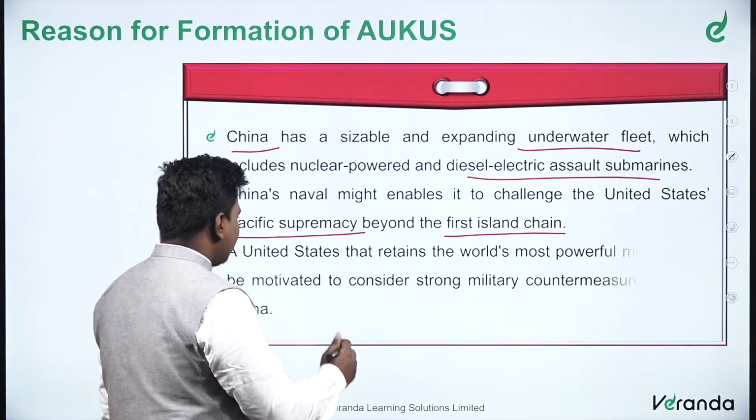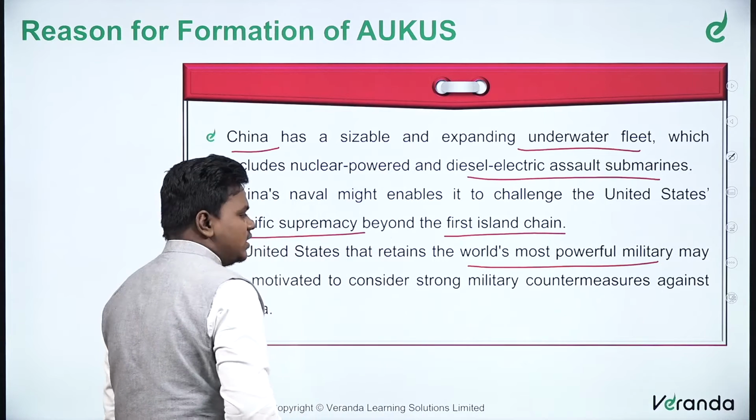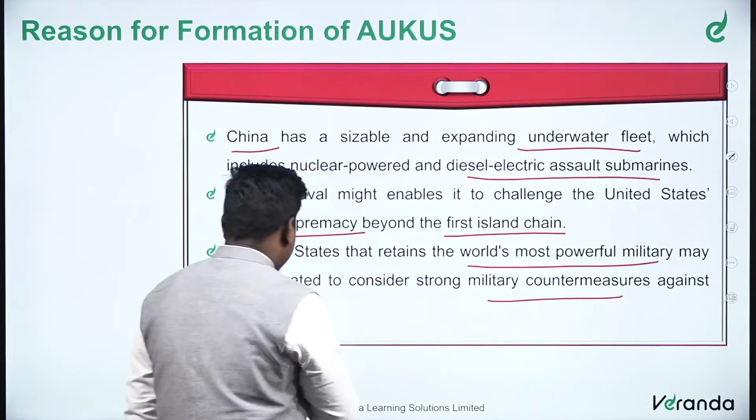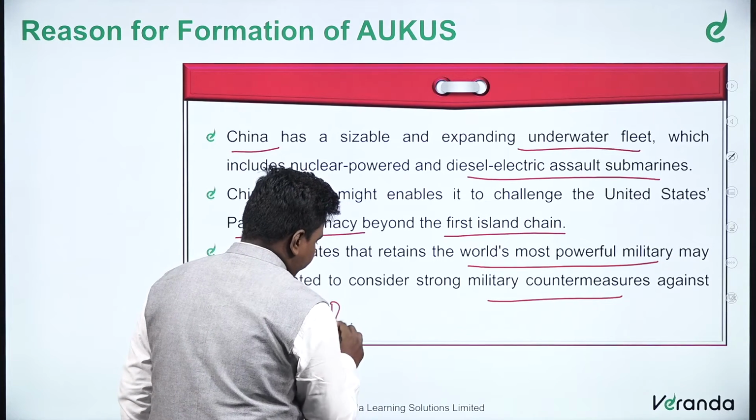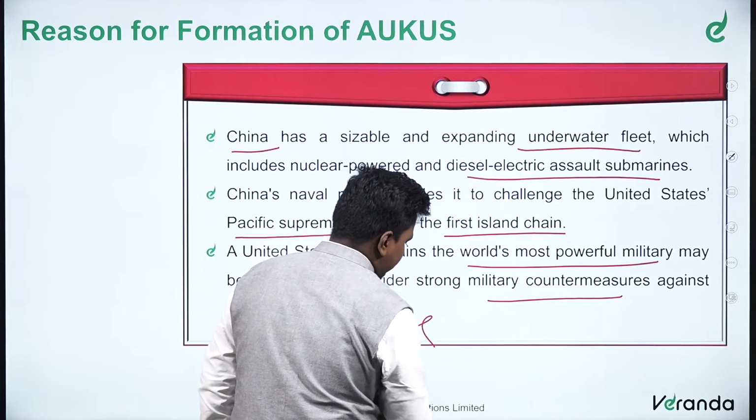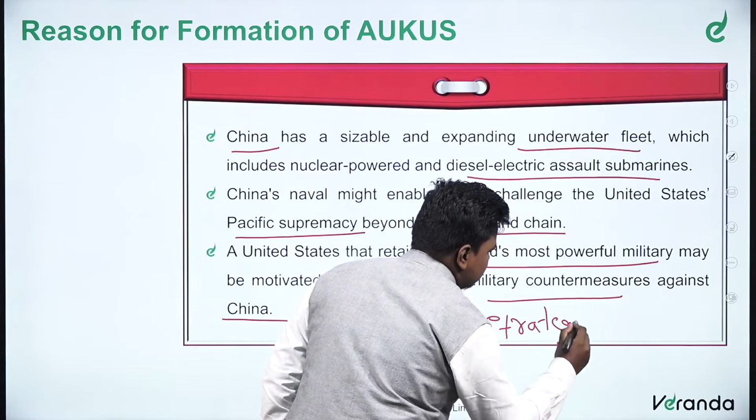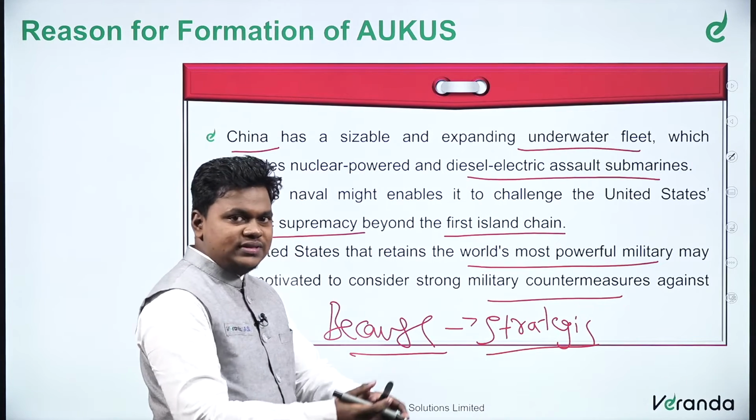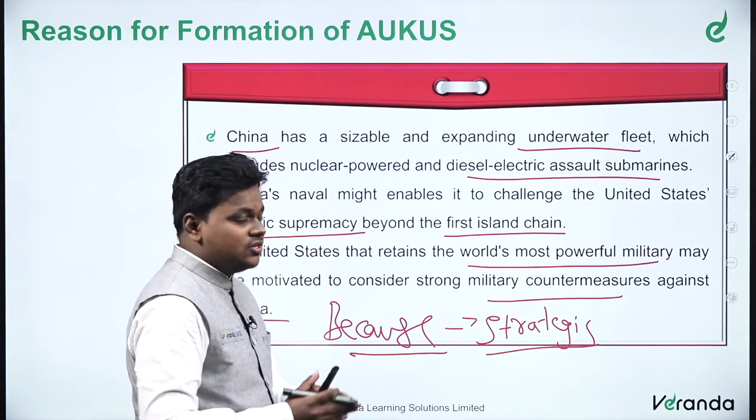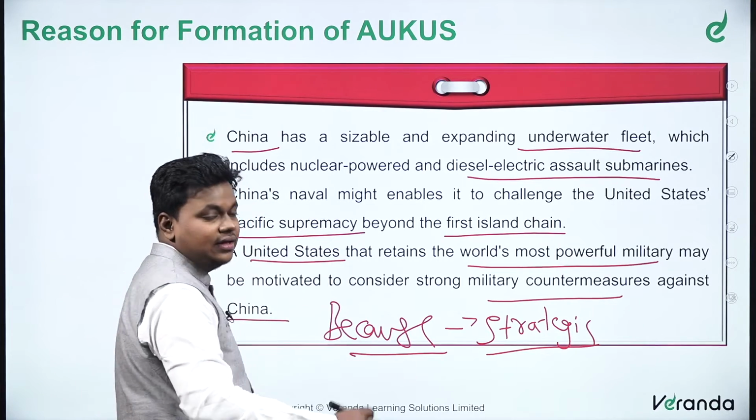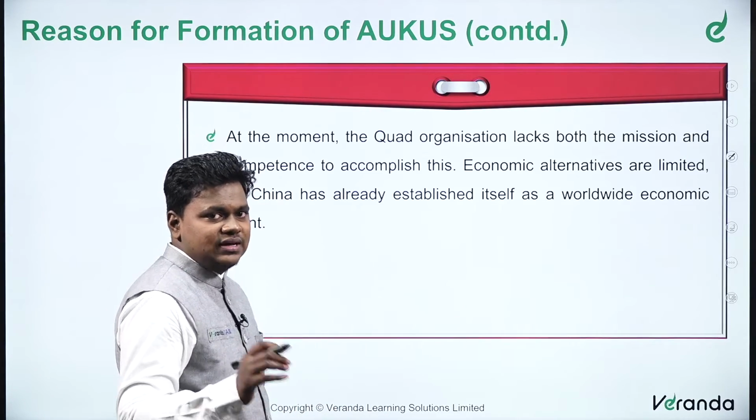these years. Further, the United States, which retains the world's most powerful military, may be motivated to consider strong military countermeasures against China. That is why they are empowering Australia, because Australia is situated at this major strategic point. It is a center point for both the South China Sea and the Indian Ocean region, and also for the Pacific region. So that is why the United States is now seeking the assistance of Australia in this context. Now let's discuss further reasons.